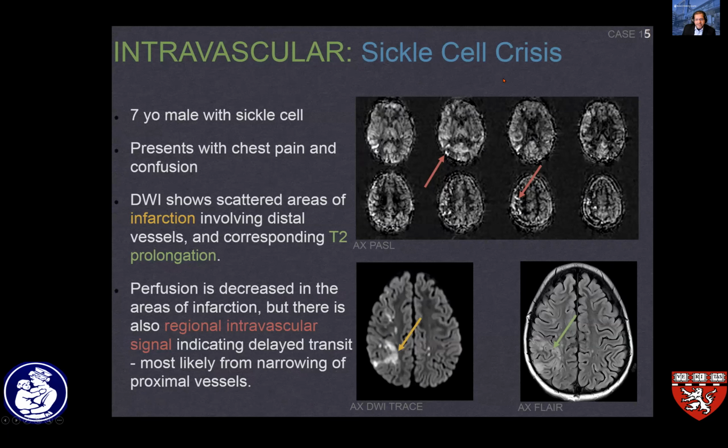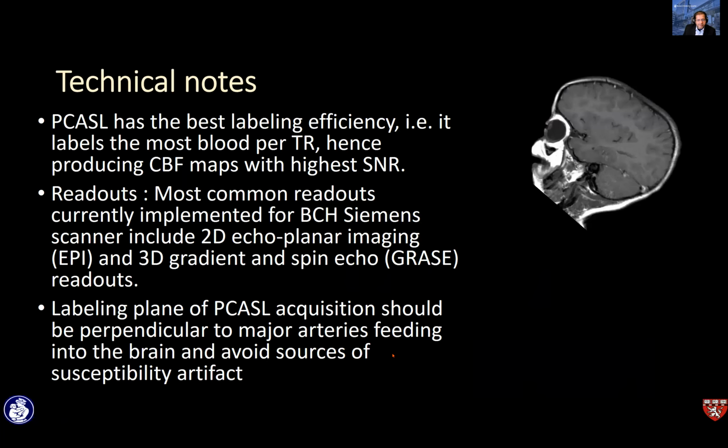This patient is a patient with sickle cell crisis, and here you can see DWI showing scattered areas of infarction in the distal vessels, and the perfusion is decreased in the areas of infarction. There's also a regionally increased intravascular signal, which indicates delayed transit times, most likely from narrowing of the proximal vessels.